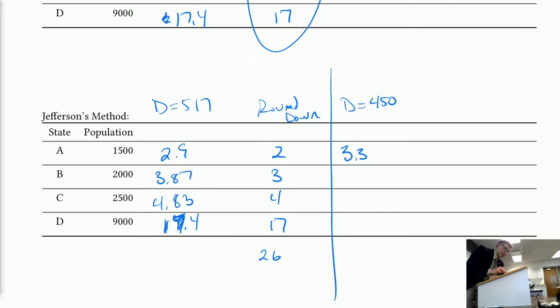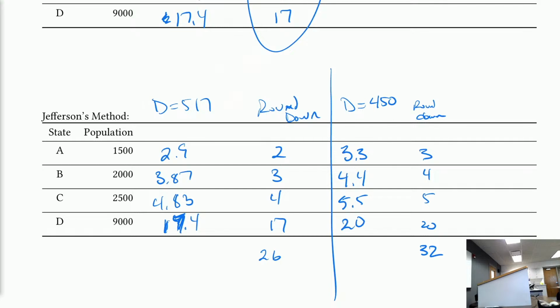I think I've gone way too far, but I just want to illustrate this, 3.3. So I'm just dividing the population, 2,000, by the divisor, 450. 4.4, 5.5, and then 9,000 divided by 450 is, oh, interesting, exactly 20. Okay, so now we're going to round everyone down, and you get 3, 4, 5, 20, and that looks like I've apportioned too many. So there's 32 there.